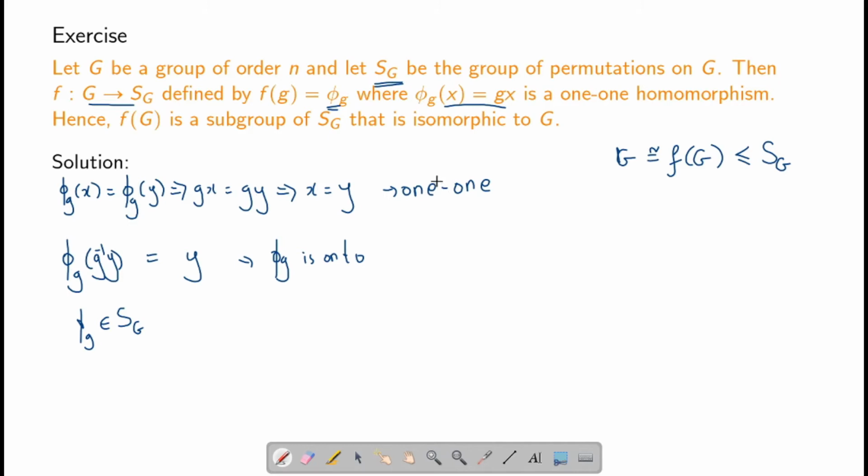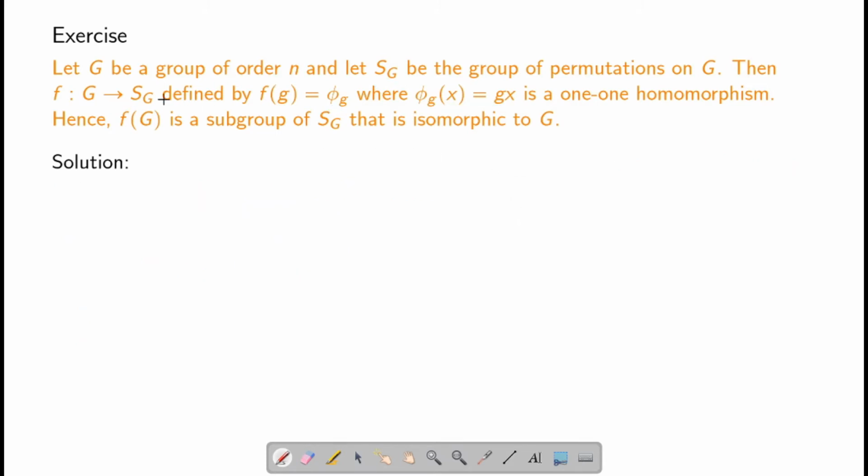Now I need to prove that f is a 1-1 homomorphism. So let's show that f is a homomorphism. Okay, so why is f a homomorphism? Suppose I start with any g1 and g2 and g.